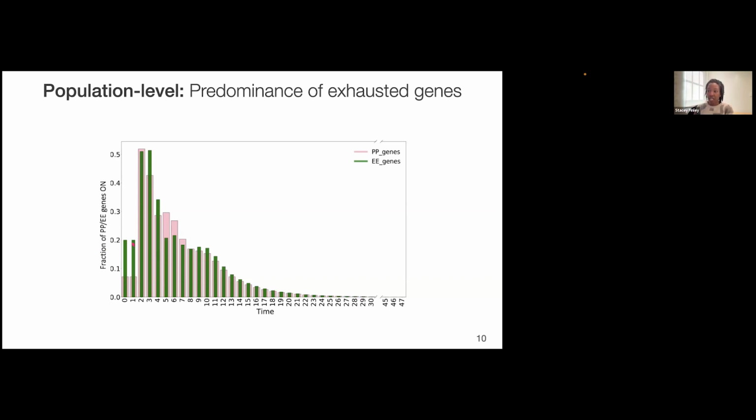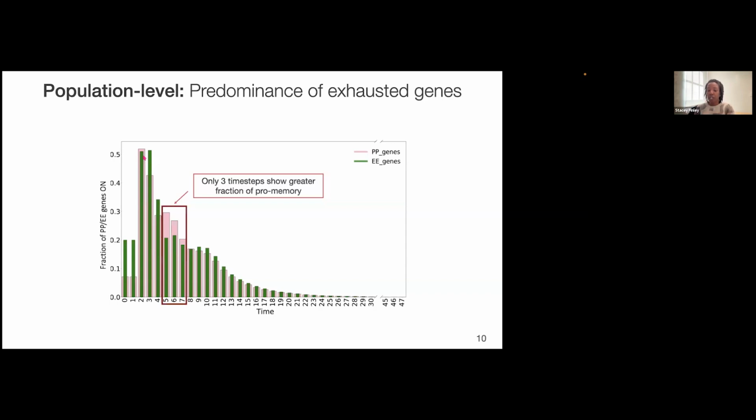Again, we always start with this naive state where there is a greater fraction of early exhausted genes compared to pro-proliferative genes, and then we see how that ratio, or the fraction of each of the types of genes, turns on over time. The main takeaway from here is that there are only 3 time steps, right in the intermediate points, that show a greater fraction of pro-memory genes being turned on compared to early exhausted genes. Overall, there is a predominance of the exhausted genes.